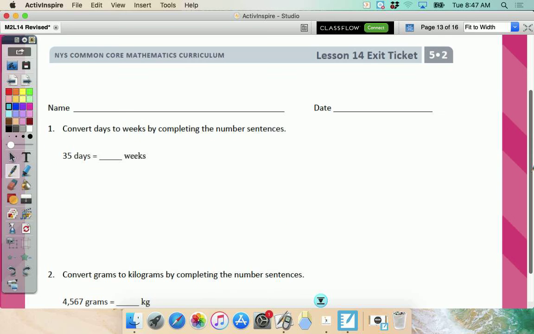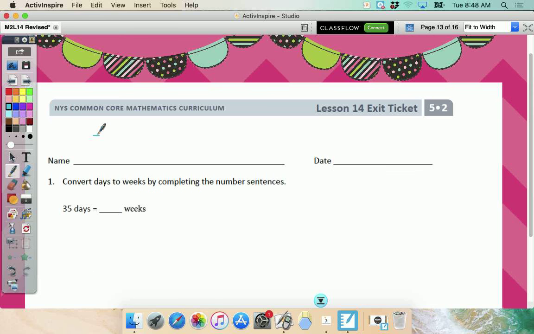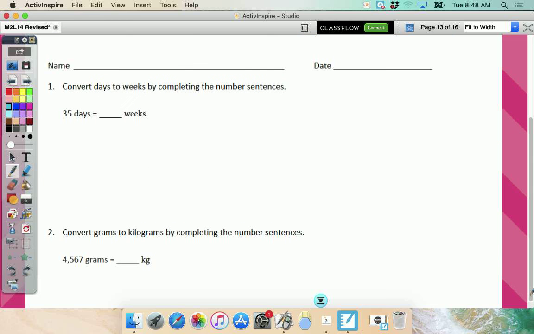Okay, so the exit ticket has 2 problems on it. Think you can handle this? Yeah. Okay, so don't forget your 3 equal signs. It's the same as always, okay? And bring it to me when you're finished. Good job today.